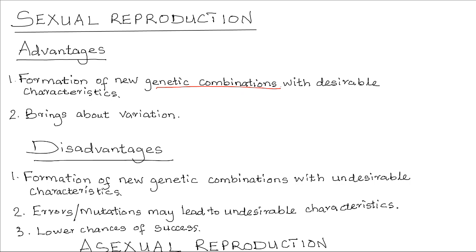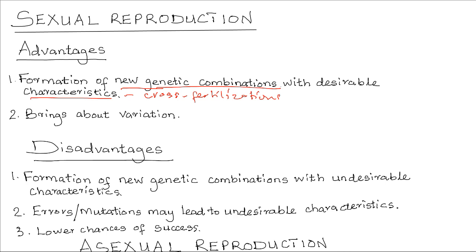with desirable characteristics. And this is most particularly so where there is cross-fertilization. That is, when the gametes come from different individuals, then there is cross-fertilization. This leads to the development of desirable characteristics. That is, the new genetic combinations as a result of cross-fertilization may lead to the development of desirable characteristics.